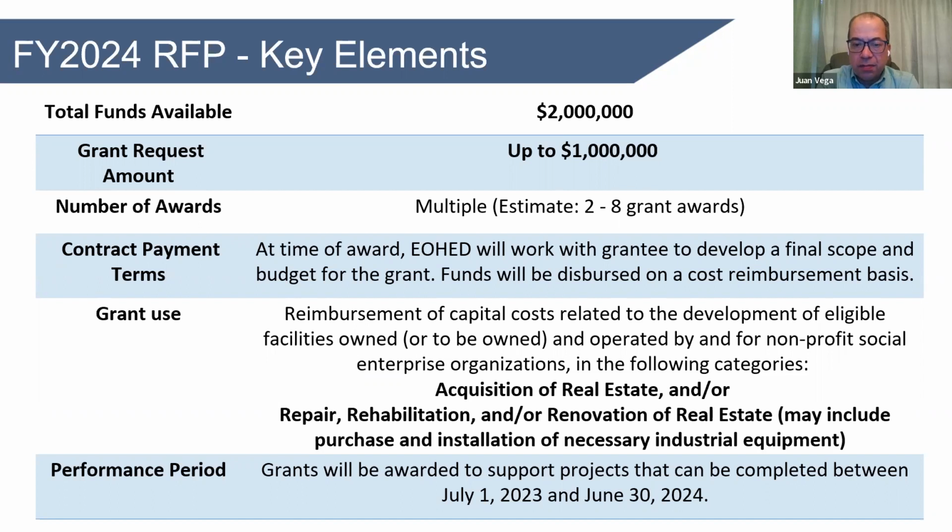And so in this case, the RFP is being put out for projects that are looking to acquire a piece of real estate to operate a social enterprise, or to repair, rehabilitate, or renovate a property that the social enterprise already owns. And we will just note that the renovation project may include the purchase and installation of necessary industrial equipment for the project. And then finally, these grants will be awarded to support the projects that can be completed between July 1st of 2023 and June 30th of 2024. These are one-year grants.